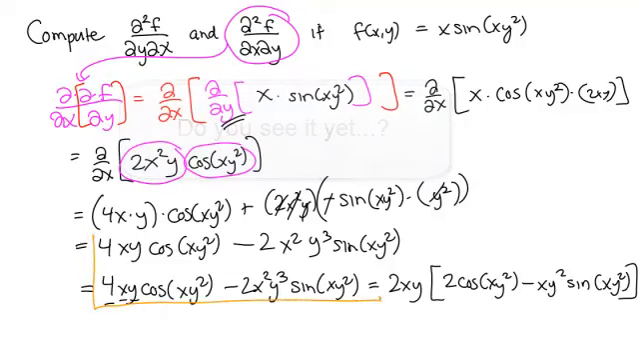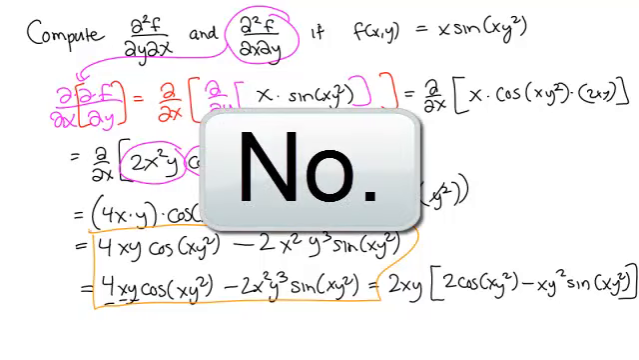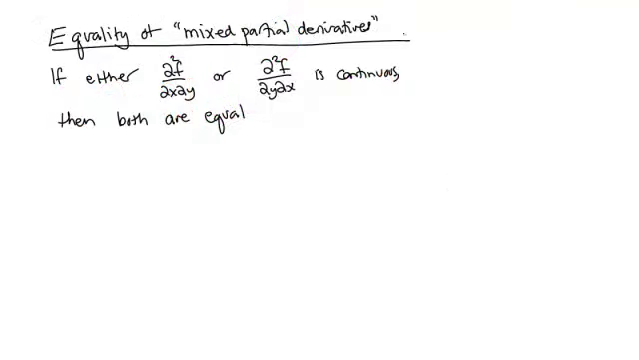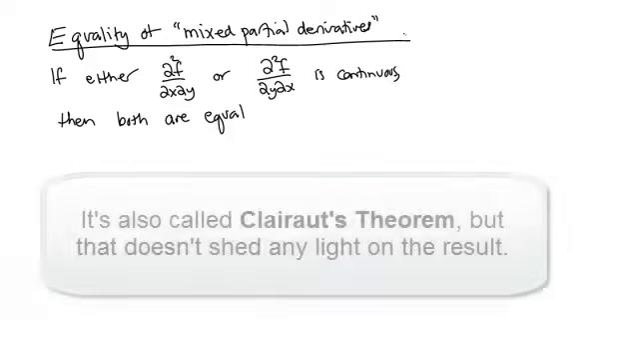And just like in the last example, the derivative with respect to x followed by the derivative with respect to y, or the derivative with respect to y followed by the derivative with respect to x, matched exactly. Does that happen all of the time? No. However, we do have this almost as good result. It's called the equality of mixed partial derivatives.